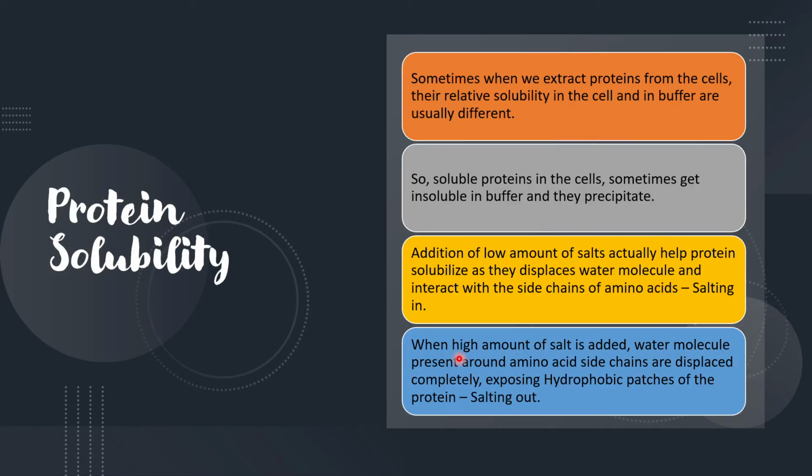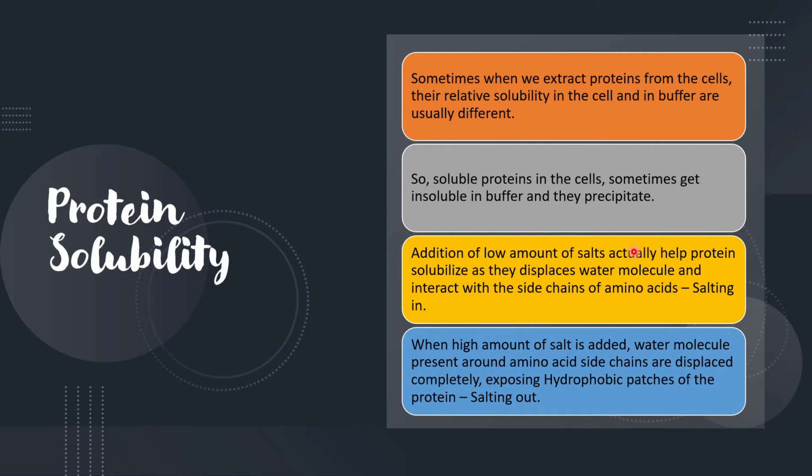There is a term called protein solubility. Sometimes when we extract protein from the cell, their relative solubility in the cell and in the buffer is different. A soluble protein in the cell may become insoluble in the buffer and get precipitated. To resolubilize them, we add a small amount of salt, which helps the protein solubilize because the salt displaces water molecules and interacts with the side chains of amino acids. This property is called salting in.